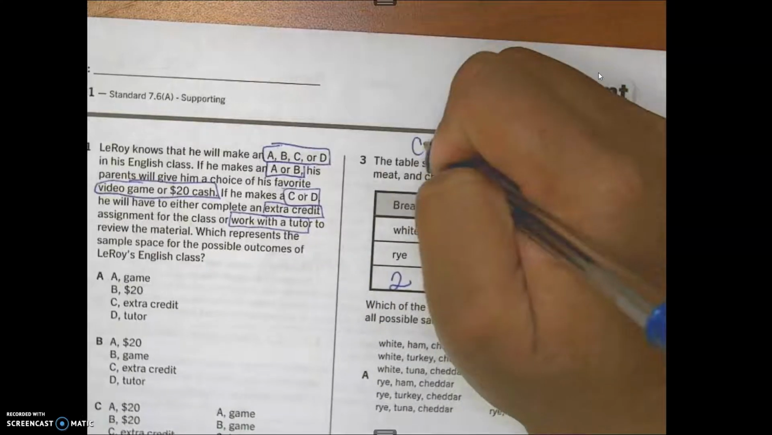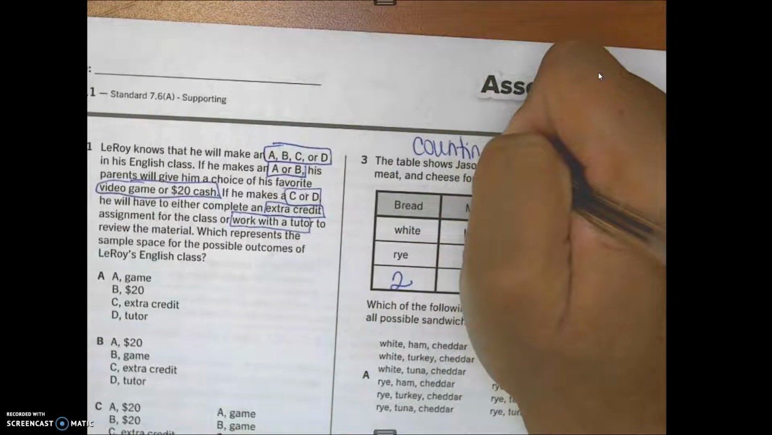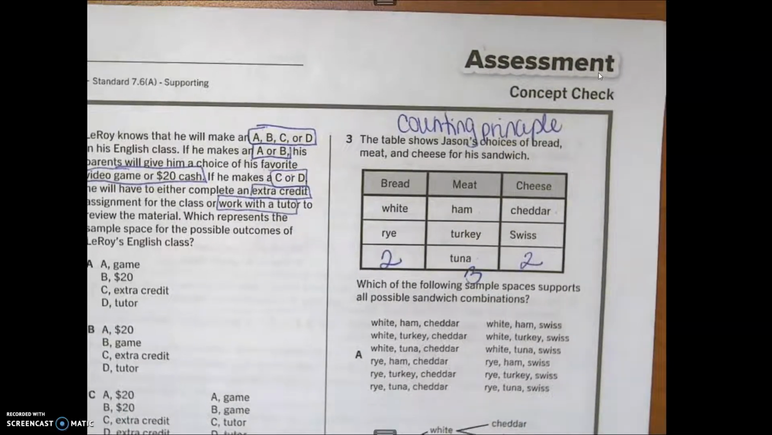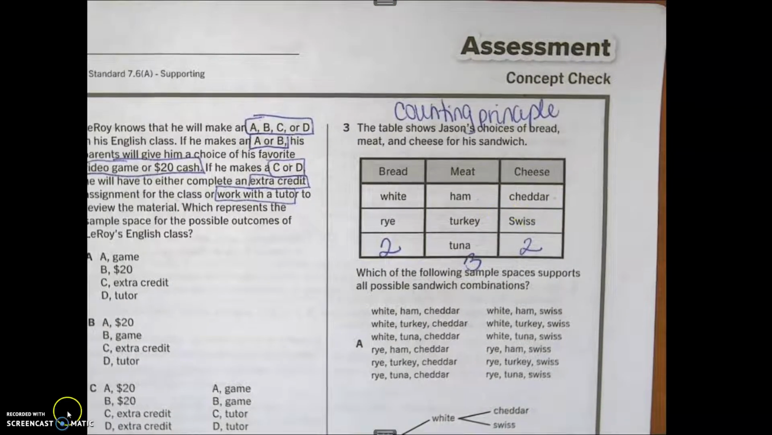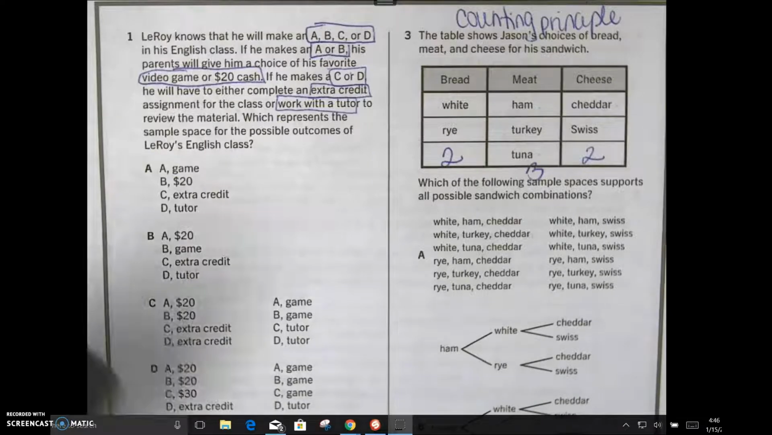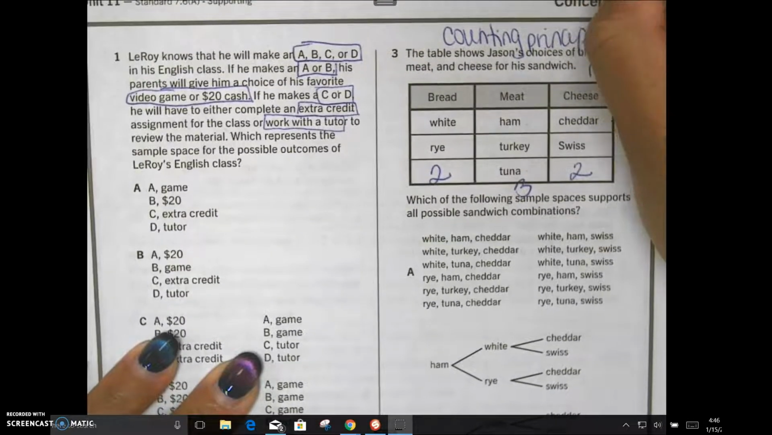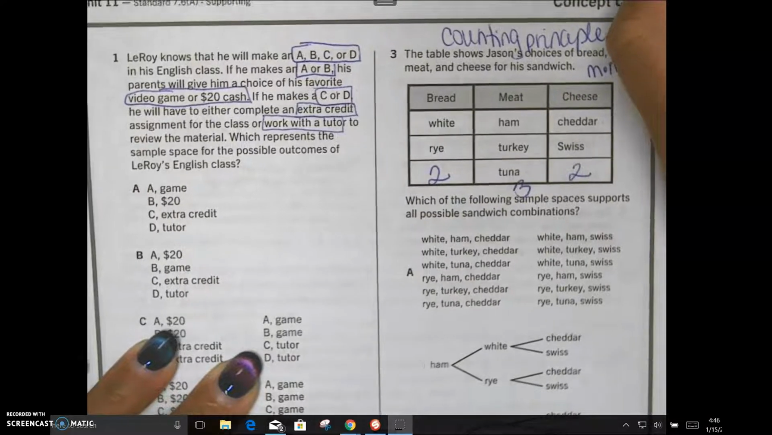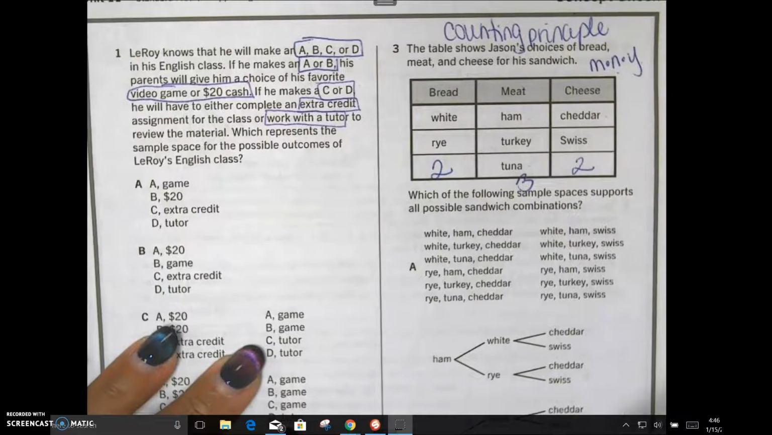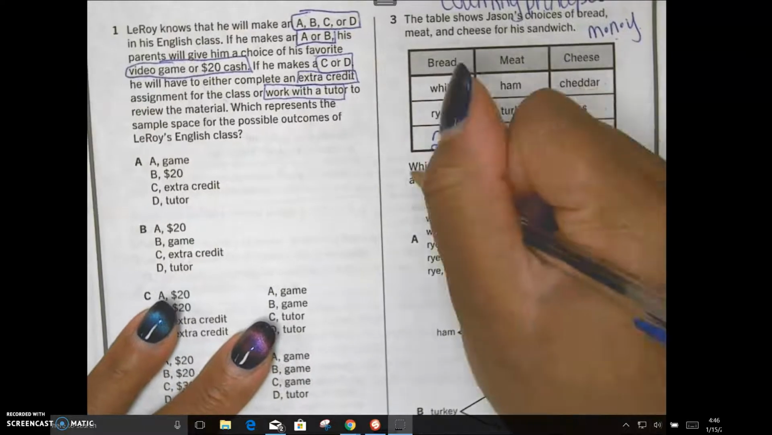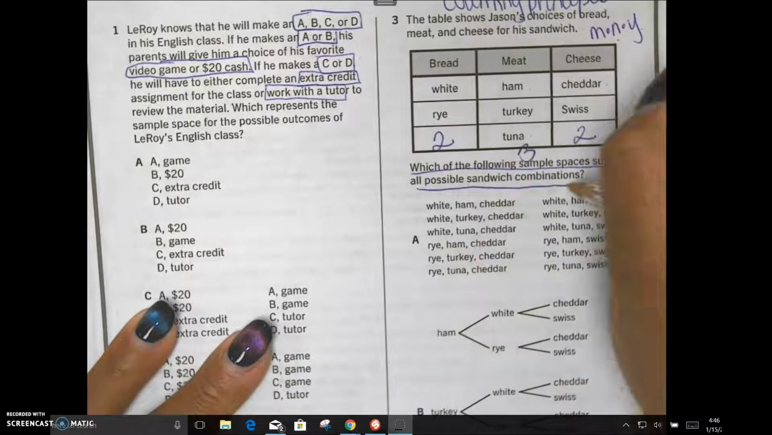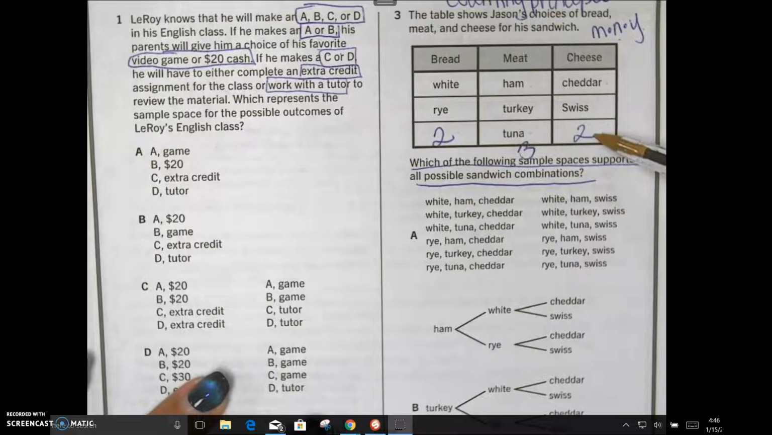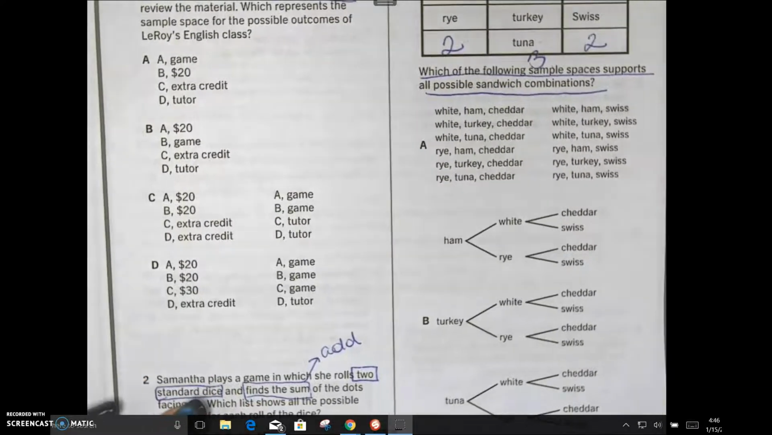According to the counting principle, I need to do what with those numbers? So this is M times N times, let's say, Y. So there's 3 numbers here that I have to multiply, and you need to find all the possible sandwich combinations. So 2 times 3 times 2 will help you find your answer for this one.